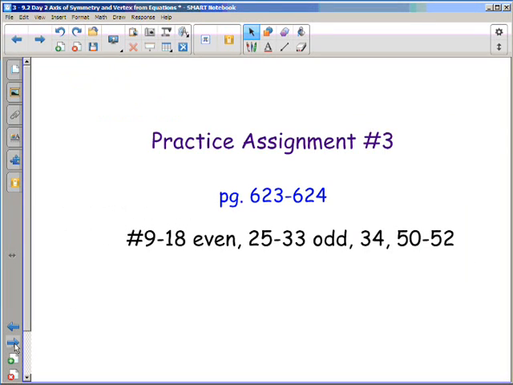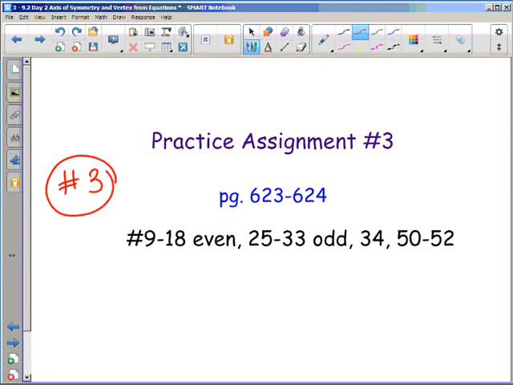Your assignment for today is page 623, 624. It's the second half of yesterday's assignment, so it's a new assignment, same page, same section. So go ahead and get started on your assignment. Here are the first set of problems. Make sure you title your page with your name, and this is assignment number 3, so circle that at the top.